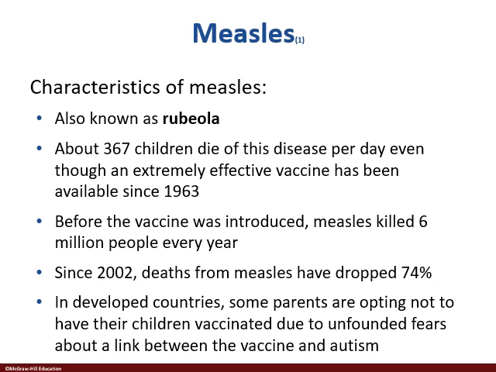Characteristics of our first one: measles. You'll also see this referred to as rubeola. Measles is not something we see very often here in the US because we have an early childhood vaccination, an infancy vaccination. MMR is one of the first vaccinations that infants will see. Measles, mumps, rubella.